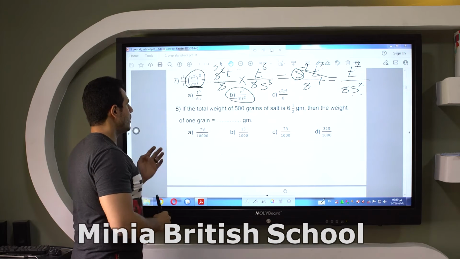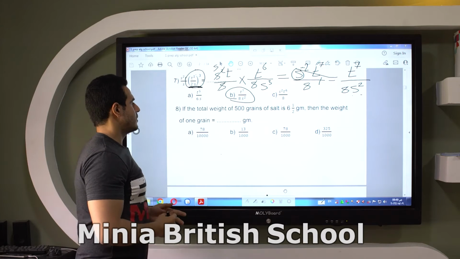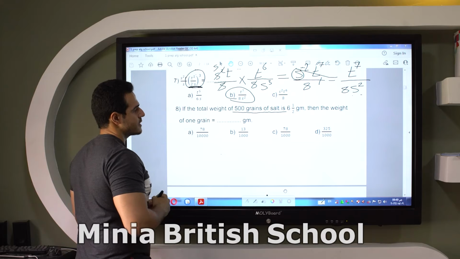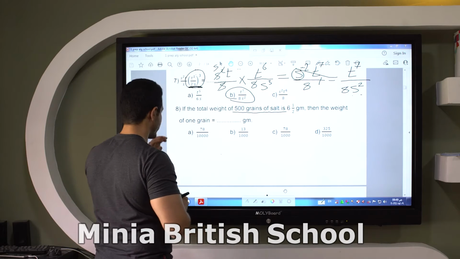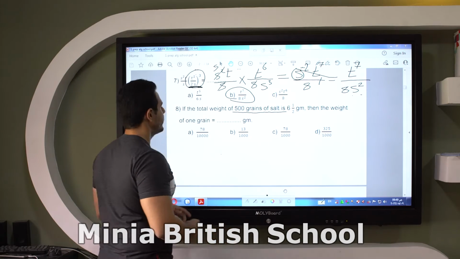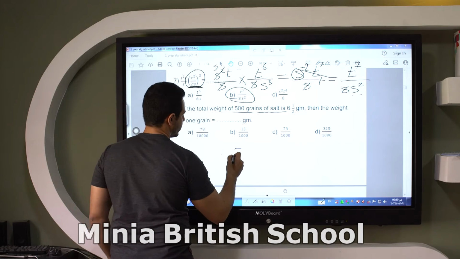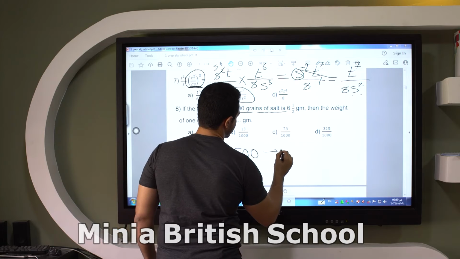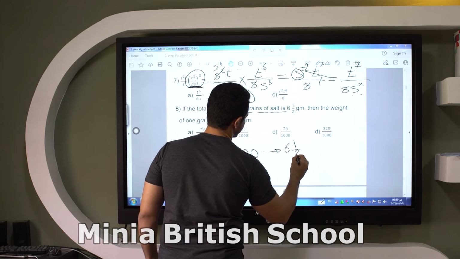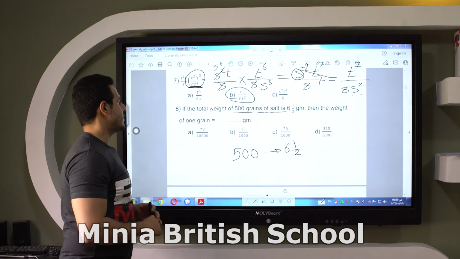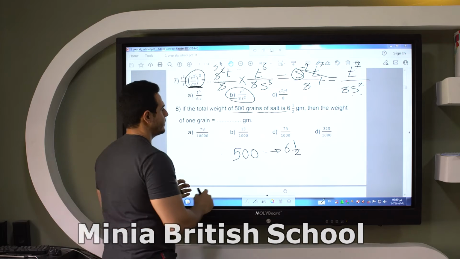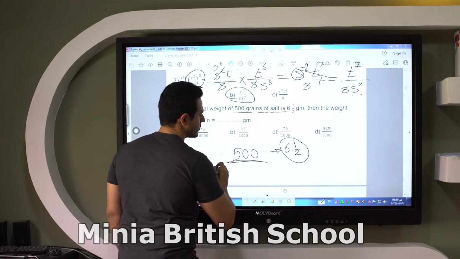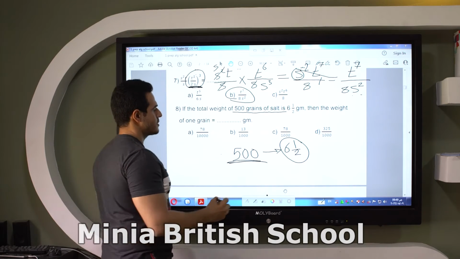Okay? Number 8. If the total weight of 500 grains of salt is 6.5 grams, then the weight of 1 grain equals what? 500, its weight is 6.5. Now, to find the weight of 1 grain, I will divide the total weight over what? Over 500.